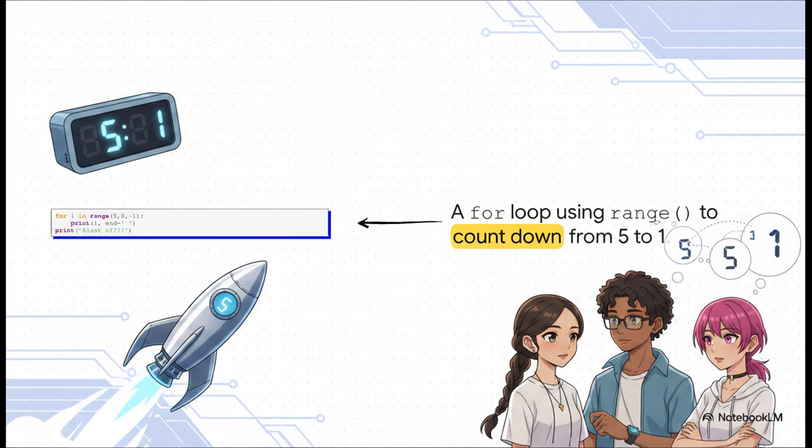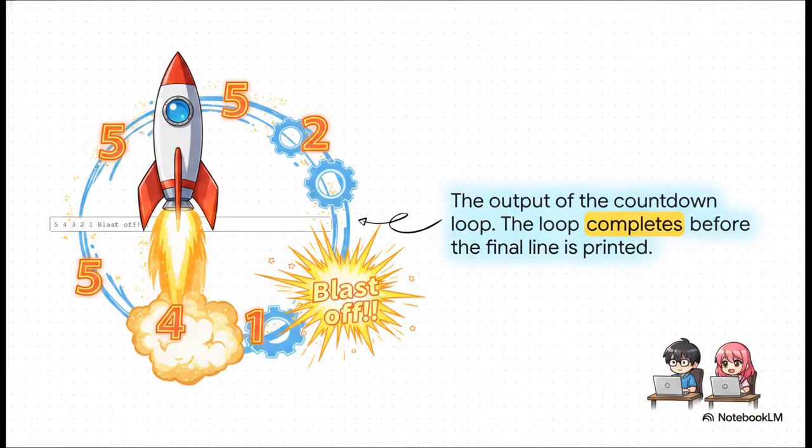So what happens? The first time through, i is 5, and it prints 5. The next time, i becomes 4, and it prints 4. And it just keeps on going like that. And here's the result. The loop did its job perfectly, counting down 5, 4, 3, 2, 1, and then, only after the loop was totally finished, it printed that final blast-off message. It's so simple, clean, and best of all, completely automated.